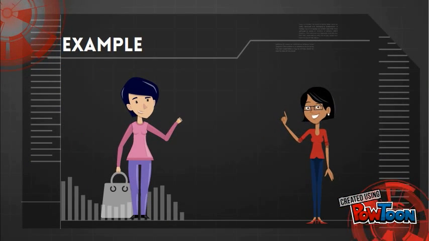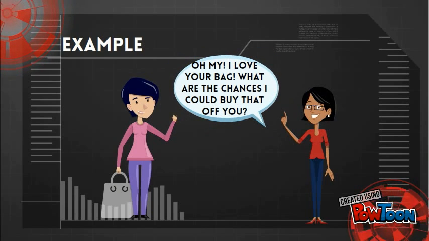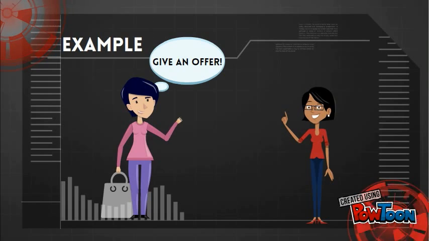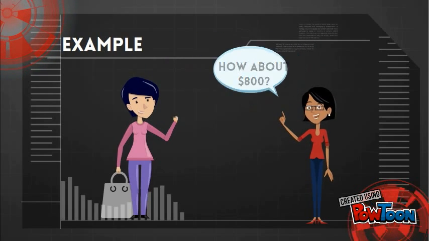So one day, Sarah was walking with her Gucci bag, and her best friend, Cindy, came up to her and said, "Oh my, I love that bag. How much could I buy that off of you for?" Sarah thought for a moment, and then she replied, "I don't know. Give me your best offer." Cindy replied, "How about $800?"